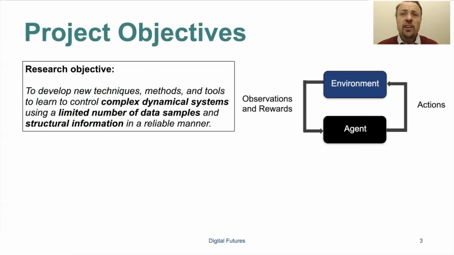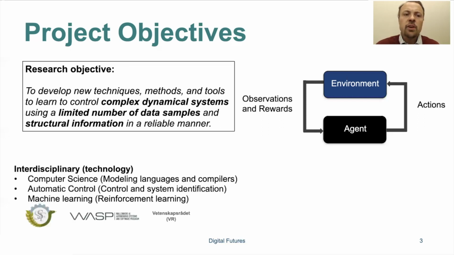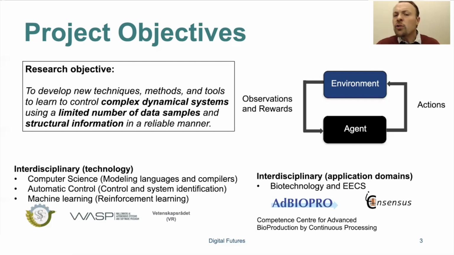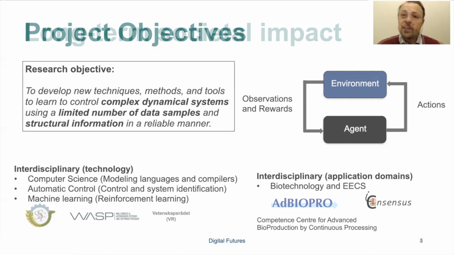So what is the research objective of this project? It is to develop new techniques, methods, and tools to learn to control complex dynamical systems using a limited number of data samples and structural information in a reliable manner. And this work is really interdisciplinary work. We are also interdisciplinary when it comes to application areas. We're working on robotics and also on biotechnology and bioprocessing.